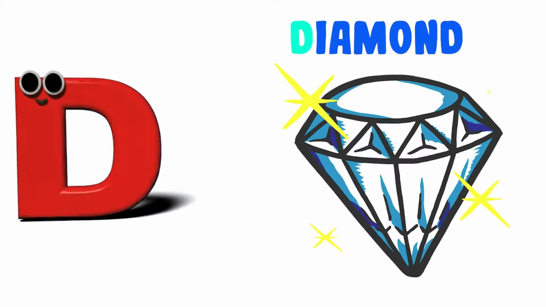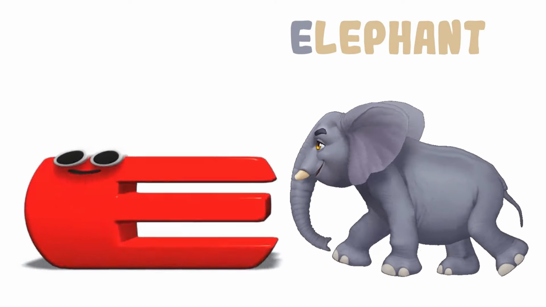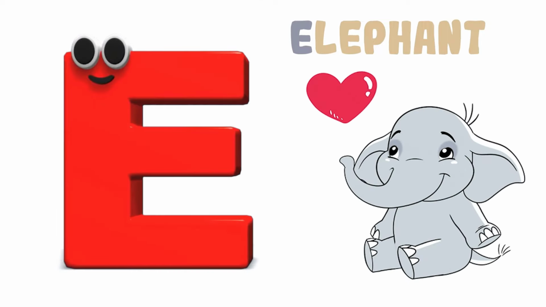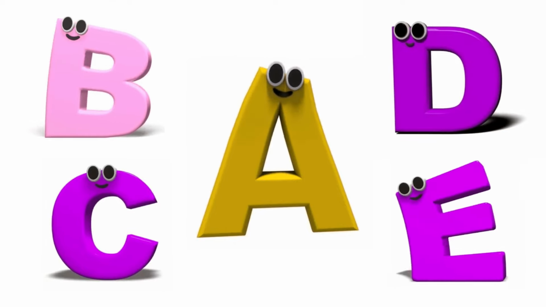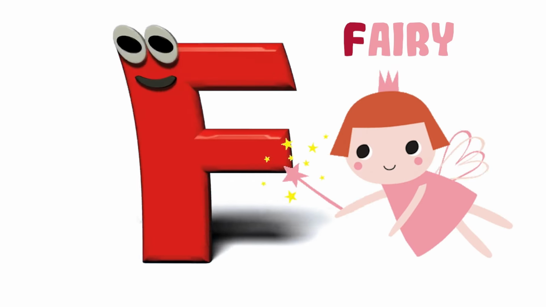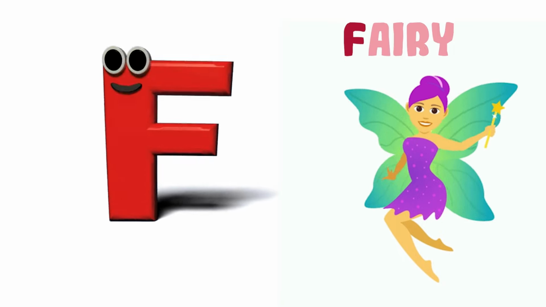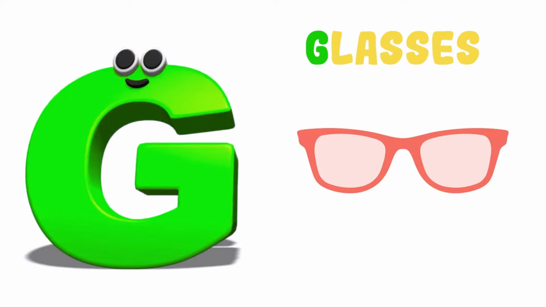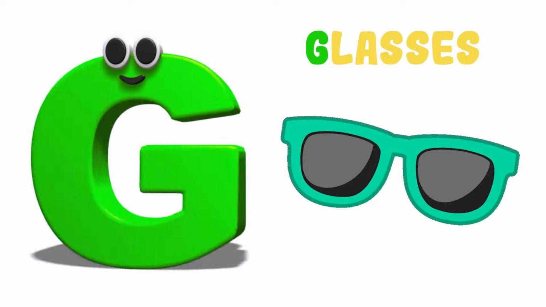D, diamond. E is for elephant, e e elephant. E, elephant. F is for fairy, f fairy. F, fairy. G is for glasses, g g glasses.